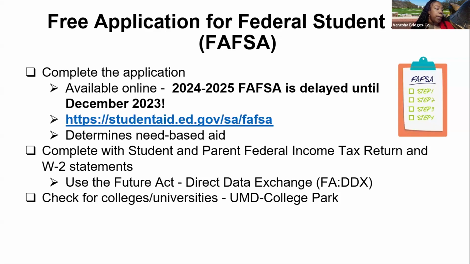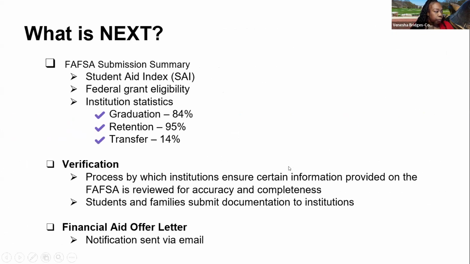You want to also make sure that when you're completing the FAFSA, you have all of the parent information, the tax return, W-2 forms. All of that will be required to complete the FAFSA. If you choose to use the IRS data retrieval tool, which will completely pull your tax information from the IRS, you are not required to gather all of the tax information as well.